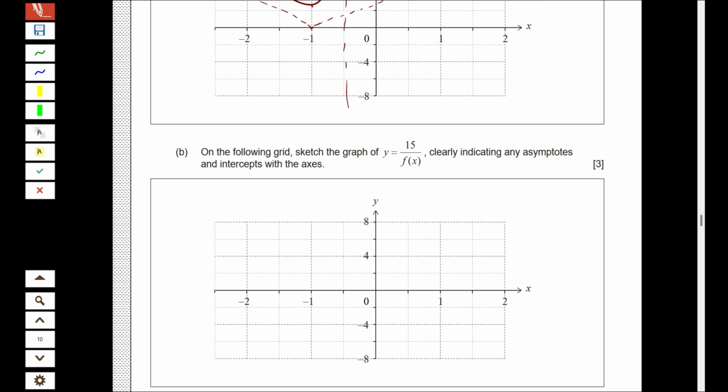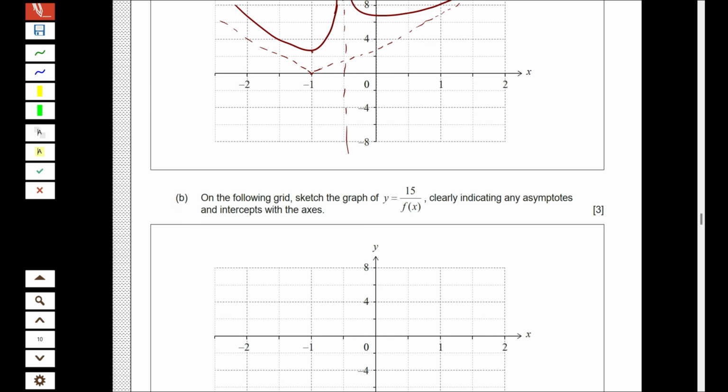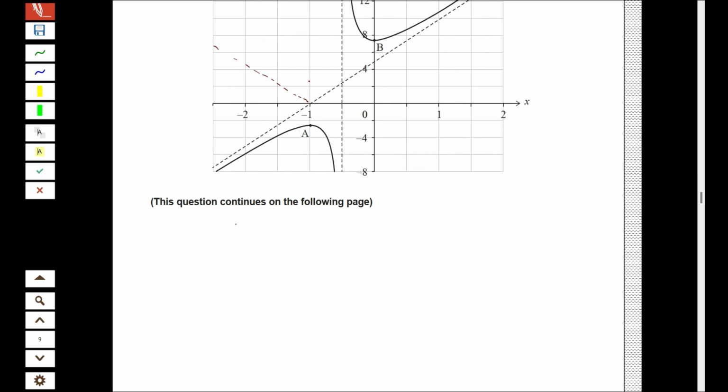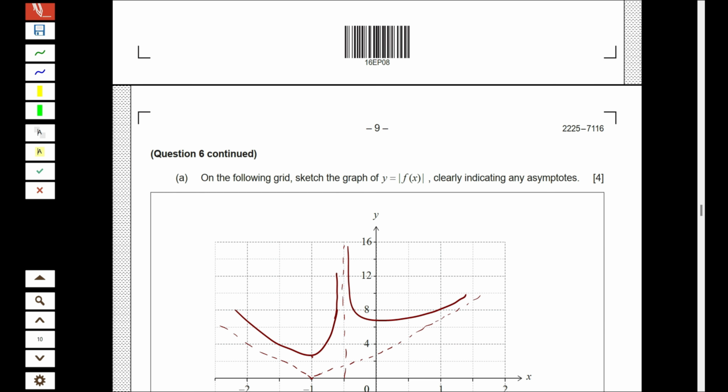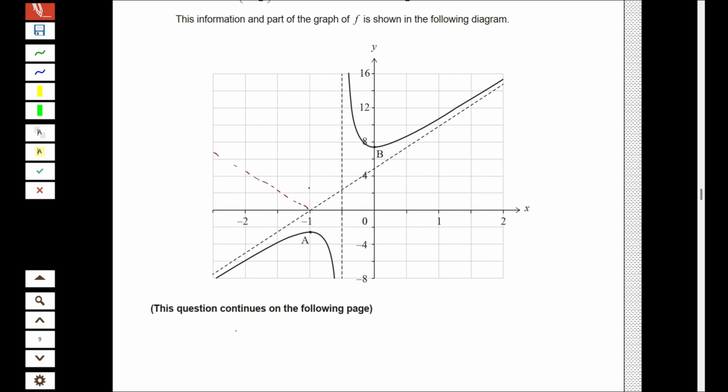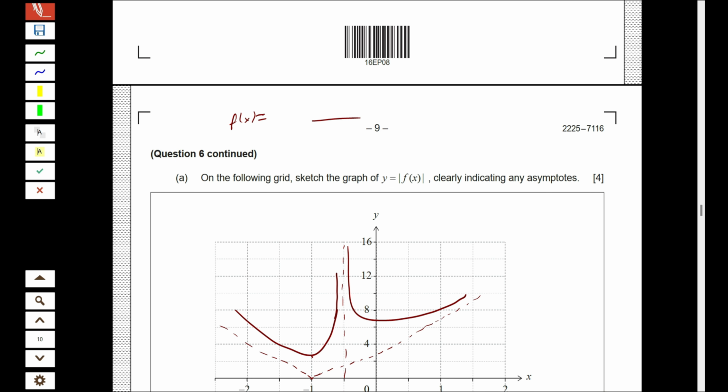And question B: on the following grid, sketch the graph of y equals 15 over f of x, clearly indicating any asymptotes and intercepts with the axes. So that is 15 over f of x. Let's start with the vertical asymptote. The vertical asymptote means making zero of the denominator of f of x. For example, we can say that f of x has a denominator that minus 1 over 2 will make zero. It can be like 2x plus 1, right?